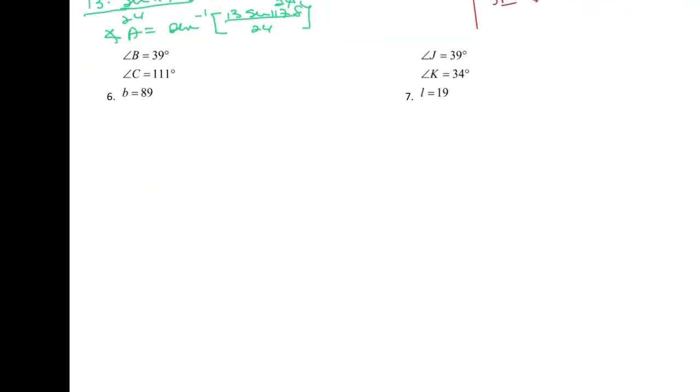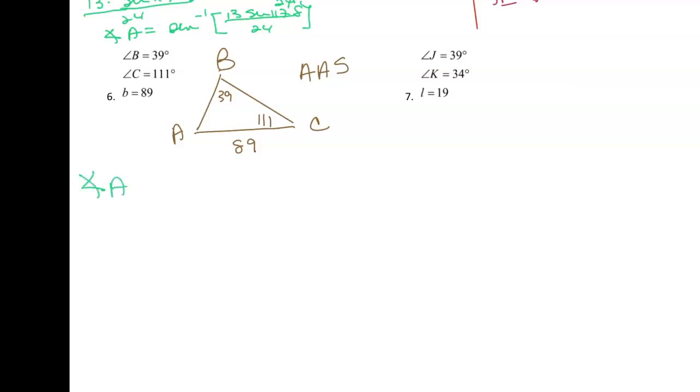Okay, moving down, we've got two more problems on this page. So let's see what they have to offer. Here I have back to my ABCs. Here's A, B, and C. So angle B is 39. Angle C is 111. And side B is 89. So I've been given two angles, so angle, angle, side. That is a law of sines problem. It is not ambiguous. So I will only get one triangle. I have nothing to worry about.